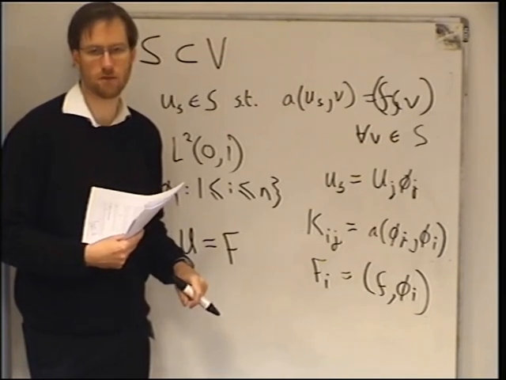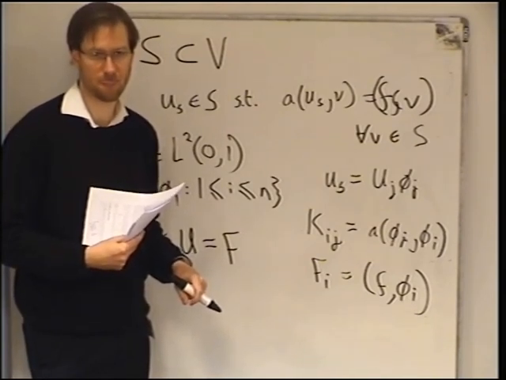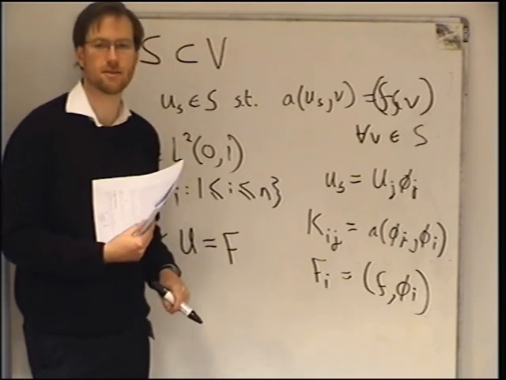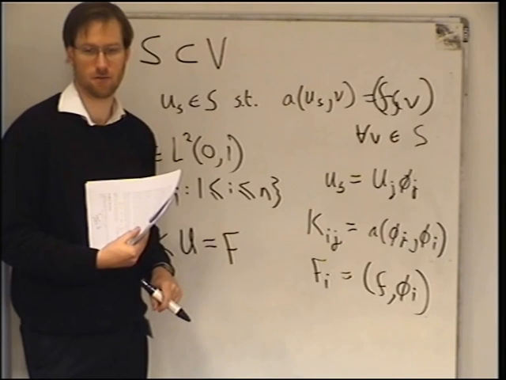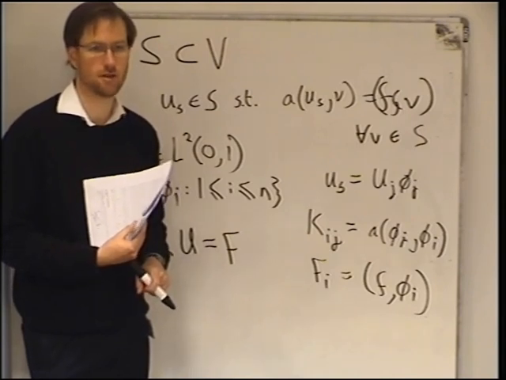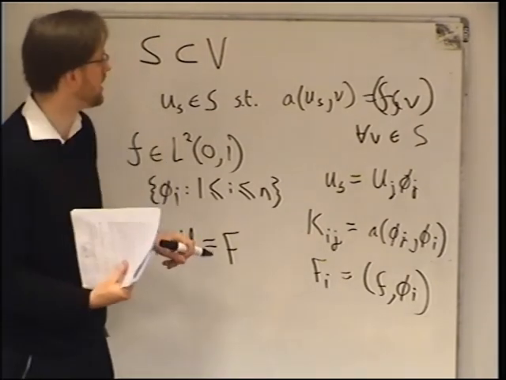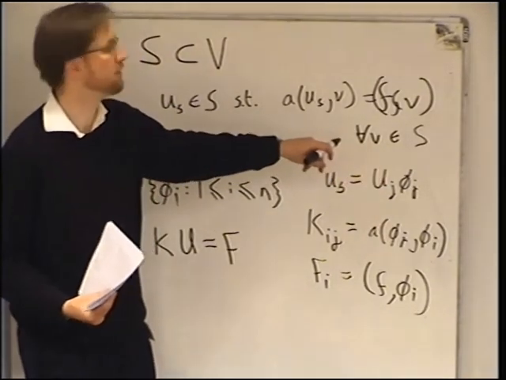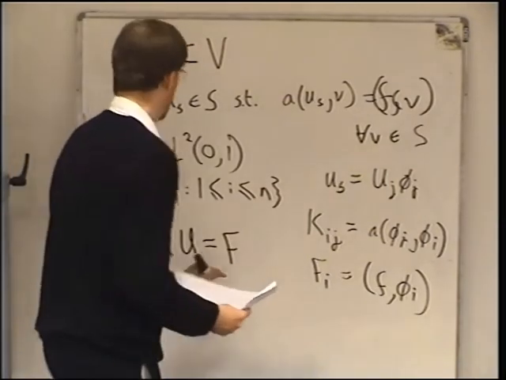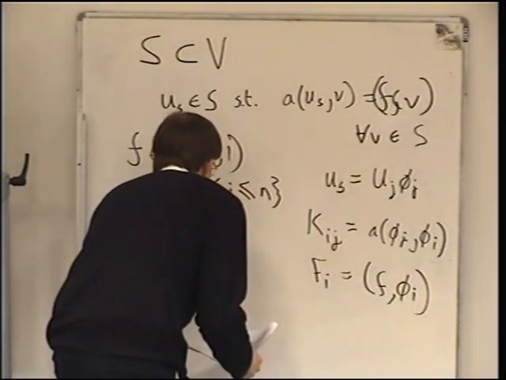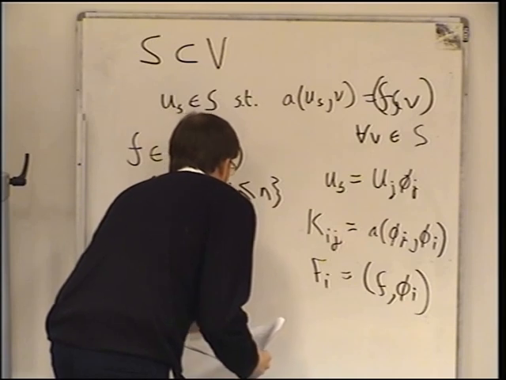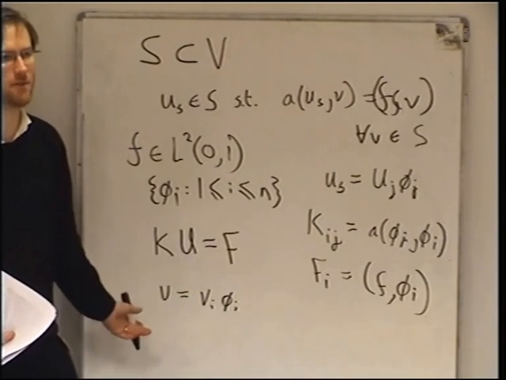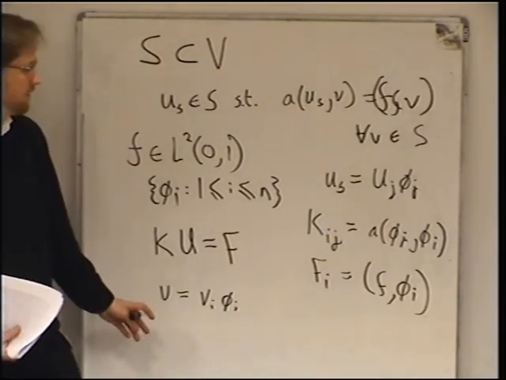Now, why did I choose the test functions to be just the basis functions? The reason is that's sufficient. The reason it's sufficient is, suppose I take any function v I like that's in this subspace S. Well, any function I like, v, is equal to v_i phi_i. Right? That's what it means to be in this space.